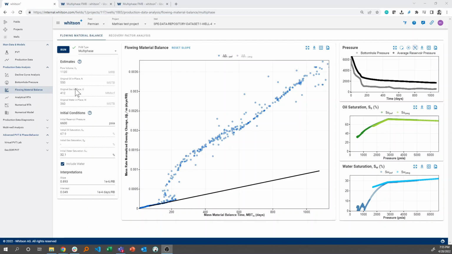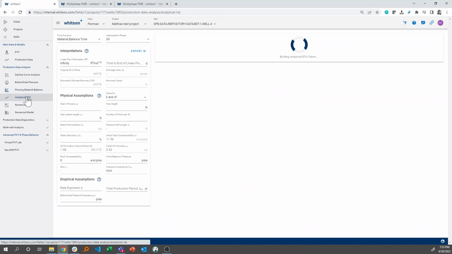The reason why it's conservative is that it assumes boundary dominated flow. So if you're still infinite acting or part of your reservoir is still in transitional flow, this estimate will be a lower estimate of your pore volumes. That said, however, before we do numerical RTA, we typically run analytical RTA.